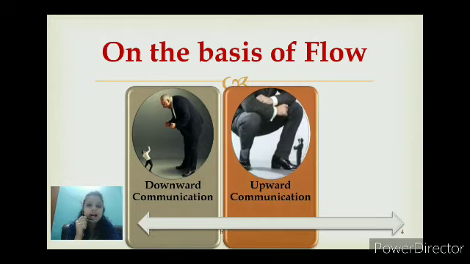The second is upward communication, as you have seen in the image. Here the communication goes from the subordinate to the superior, junior to senior, the employee to the boss. What can an employee give? An employee can give some application, some suggestions, some feedback. So these are upward communication.